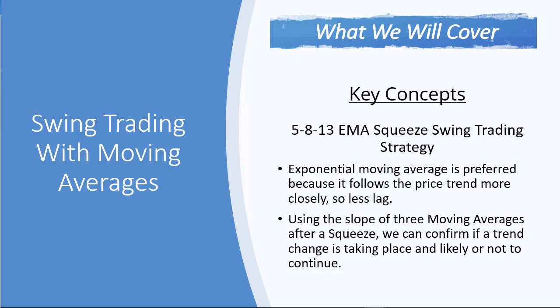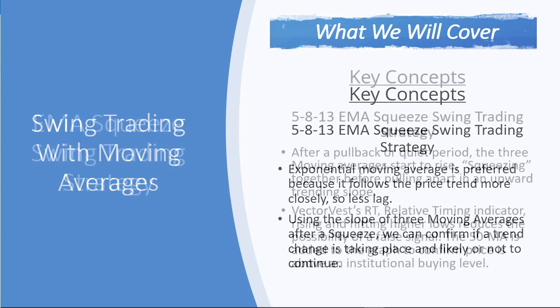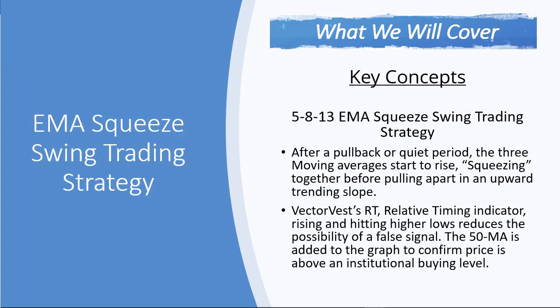Using the slope of three moving averages after a squeeze, we can confirm if a trend change is taking place and likely or not to continue. Of course, we're going to be looking at charts here, so the term squeeze will make more sense in a moment. After a pullback or a quiet period, the three moving averages, the 5, 8, and 13-day EMAs, start to rise, squeezing together before pulling apart in an upward trending slope.